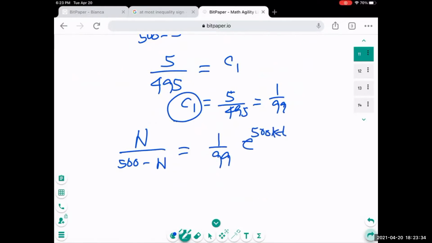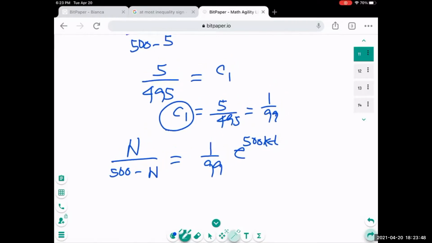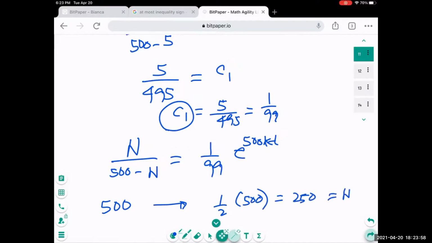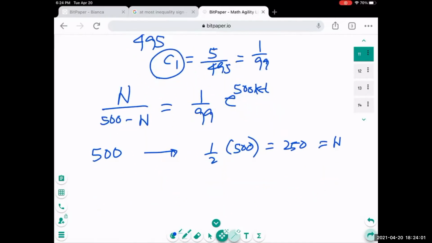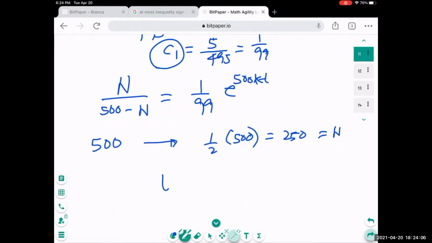There is a question there: if half of the population becomes infected. The total population given is 500, right? So half of this is 250. So the number n, or the number of mice that got infected, would be 250. And we need to solve for t. It asks you to solve for t. So this is the second problem.